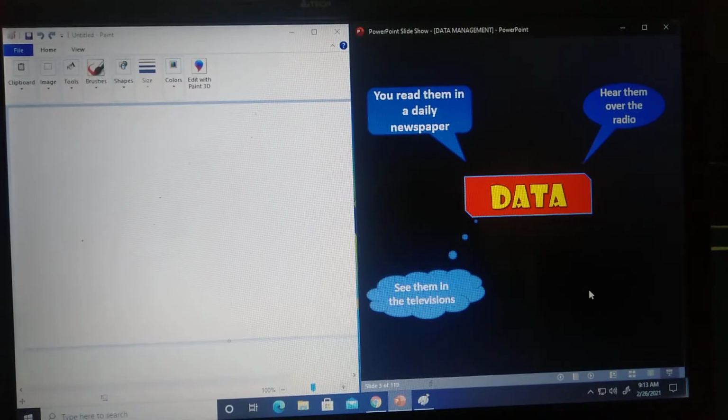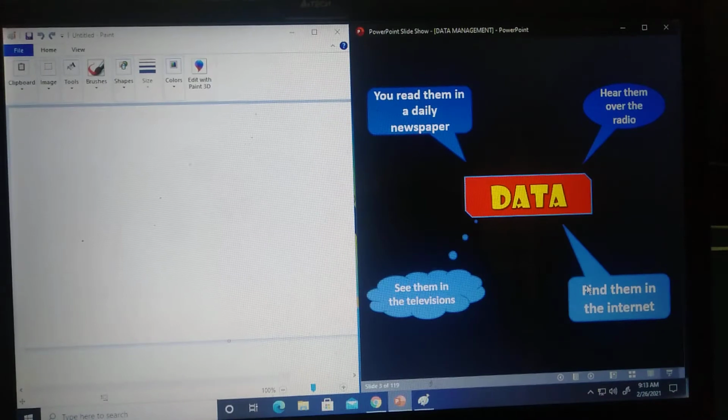And last but not the least, dito tayo nagpo-focus kung saan talaga tayo nakakakuha ng information nowadays sa mga millennials, sa mga Gen Z. So we can find them all in the internet. So di ba, number one na source ng information natin or data information ang internet. So through the wide range na sakop ng internet, marami tayong nakukuhang informations and data.